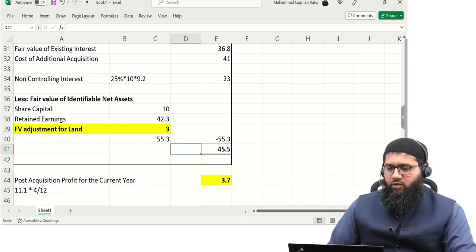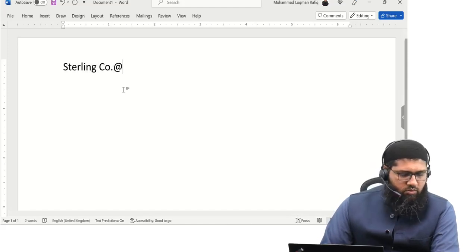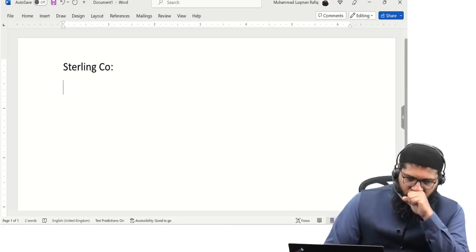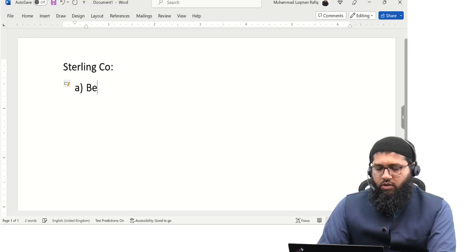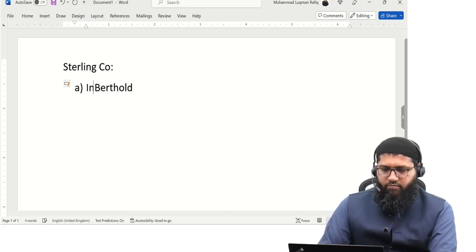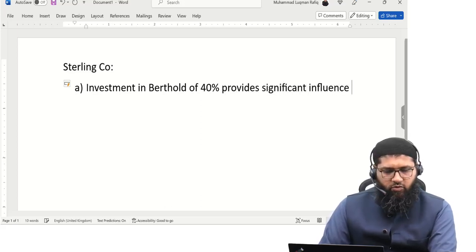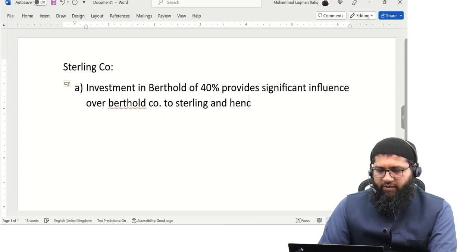Now let's just start off. How would we go about discussing the accounting for this Sterling company? The investment in Berthold company of 40% provides significant influence over Berthold company to Sterling, and hence the investment shall be classified as associate.